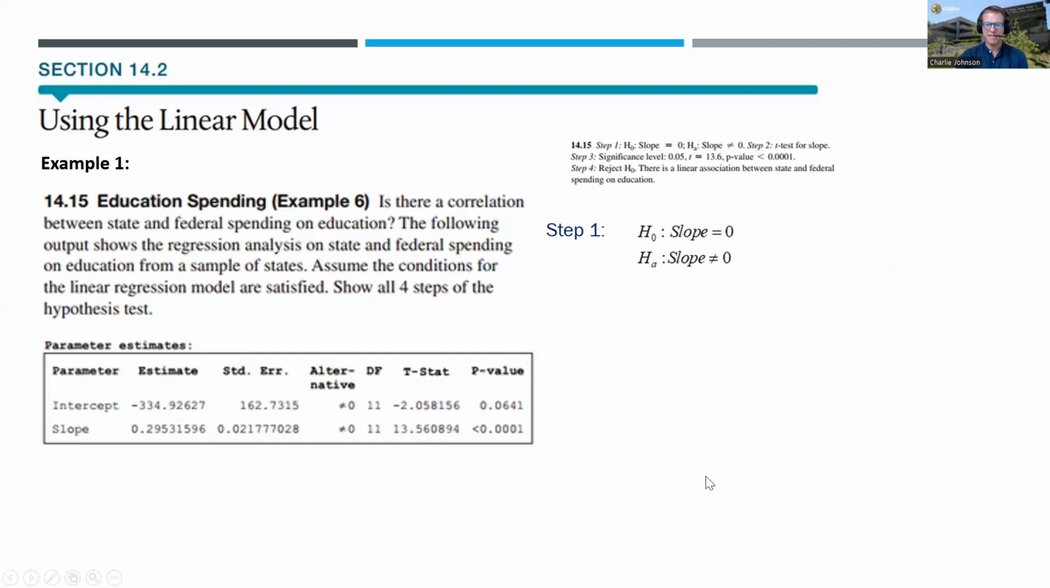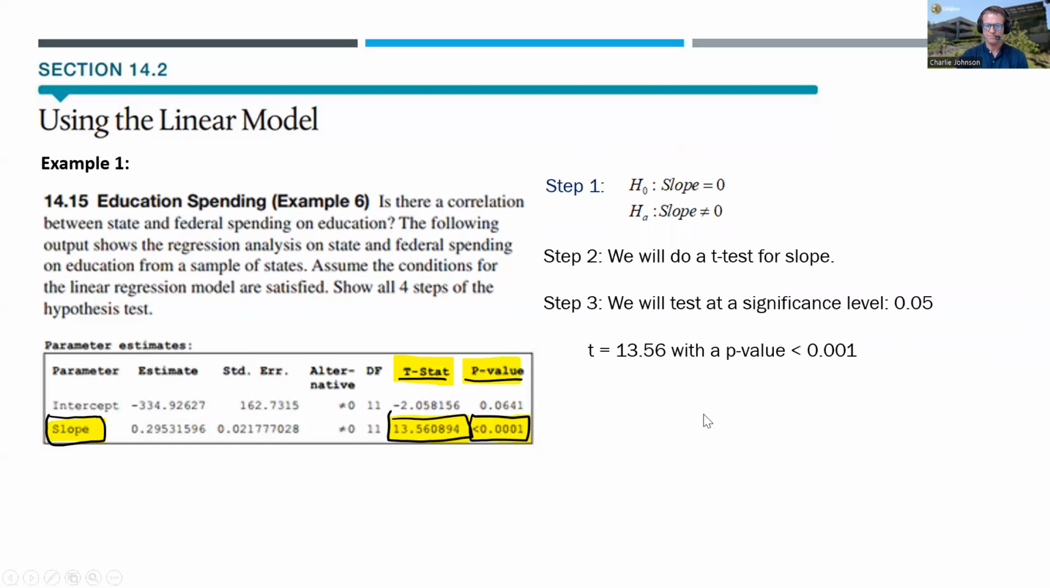So step 1 is to state the hypothesis. The null hypothesis is that the slope is 0, or there is no association or correlation. And the alternative is the slope is not 0, and there is association or correlation. So step 2, we'll do a t-test for slope. And as always, we do the hypothesis test at the significance level of alpha equal to 0.05.